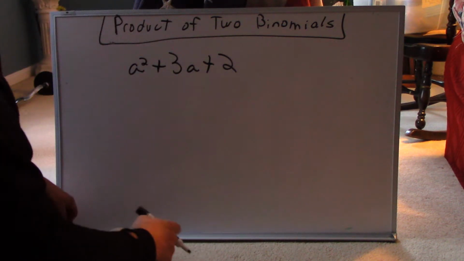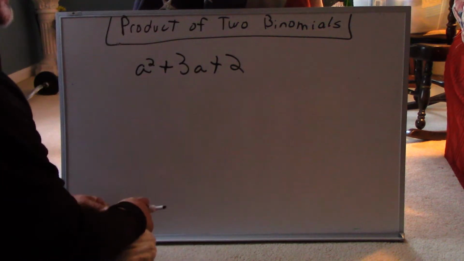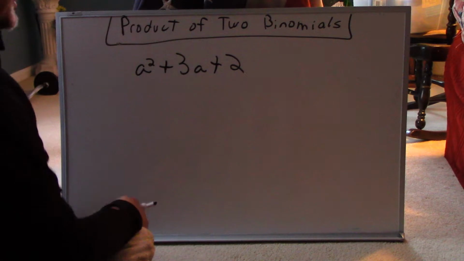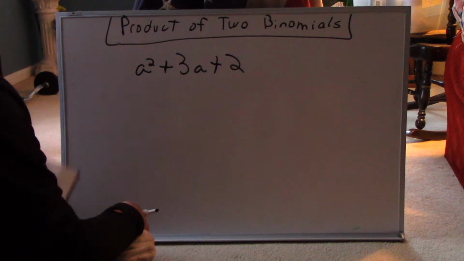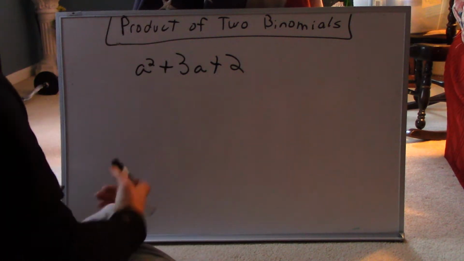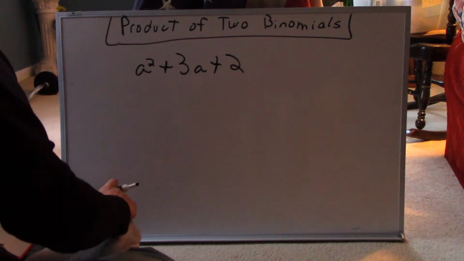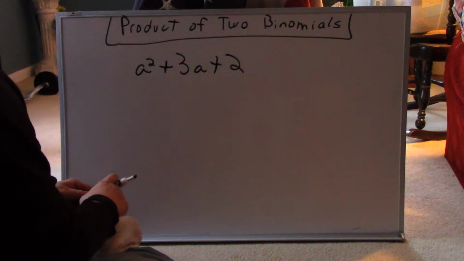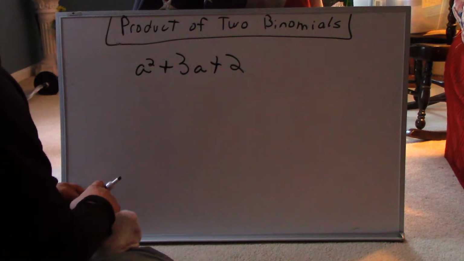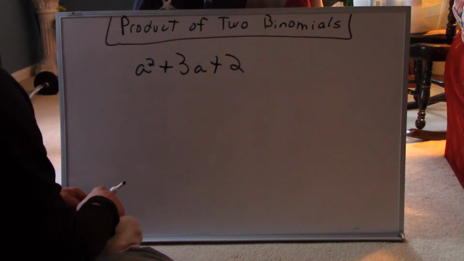All right, today we're going to do the third type of factoring. Of course, there's more to this topic, but it's going to take a little time to get all these videos done. The product of two binomials. And the product of two binomials is very important because it has to do with factoring. And let's see how this works.